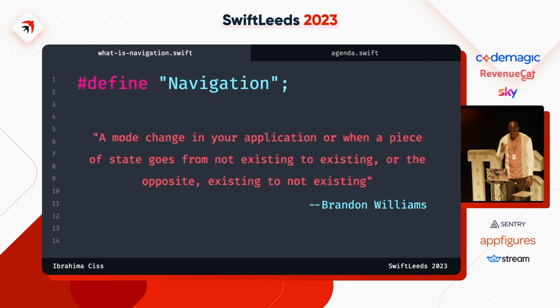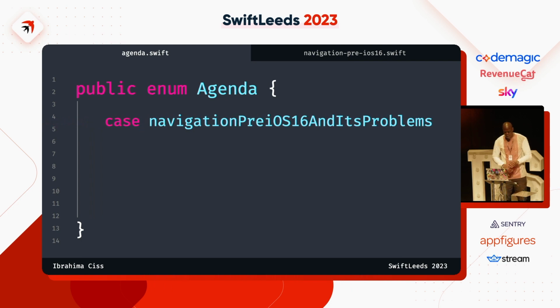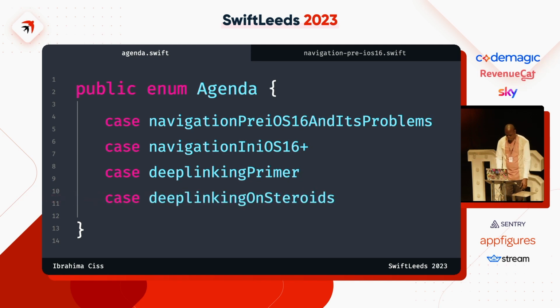I think that we can consider all of these as navigation, right? And I like this description from Brandon Williams from Point-Free. He said navigation is a mode change in your application, or when a piece of state goes from existing to non-existing, or the opposite, from non-existing to existing. Today we're going to talk about the navigation we had on SwiftUI pre-iOS 16 and its problems. We're going to talk about the new navigation we have post-iOS 16. We're going to talk about deep links and deep links on steroids.